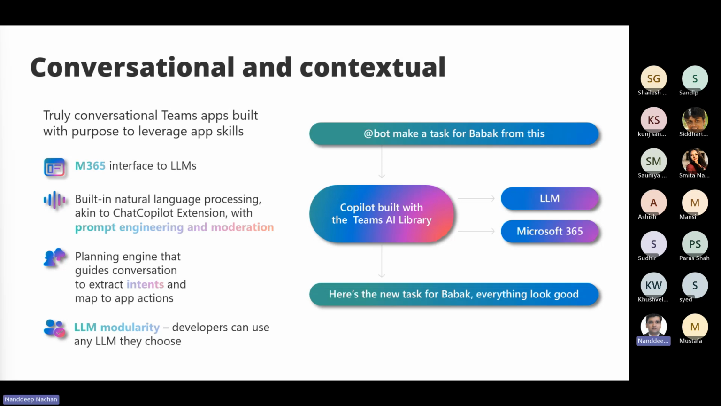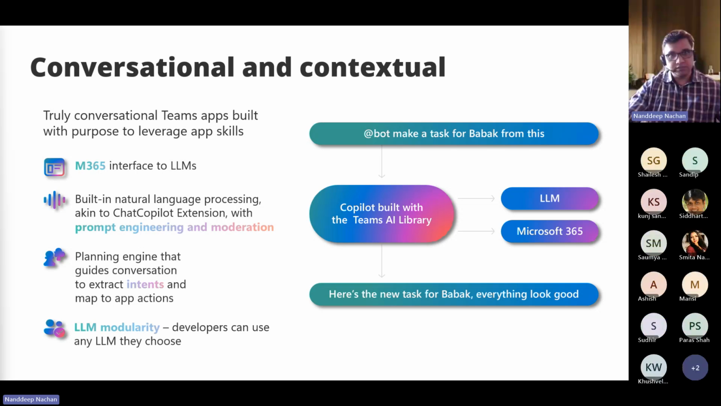All right. So now, when we are using conversation as well as maintaining contextuality, how does it work? The Teams AI library is nothing but the M365 interface to large language models. Using techniques such as prompt engineering, you can add a Copilot-like conversation experience, build safety features like moderation, and even make a Copilot which can respond in an appropriate manner.